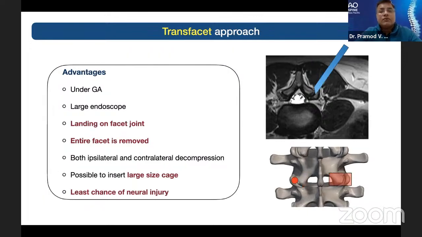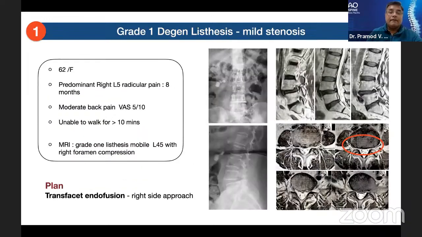The transfacet approach, which is something I prefer to do, is done under general anesthesia. We use a larger endoscope. You directly land on the facet. The entire facet is removed, both the superior IAP and the SAP, and it can offer both ipsilateral and contralateral decompression. One of the advantages is that you can insert a larger size cage, and the least chance of neural injury is possible with this technique. So here are a few cases: grade 1 listhesis, mild stenosis, bilateral foraminal decompression, and a mobile listhesis.